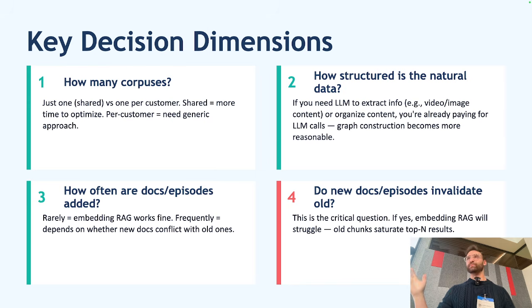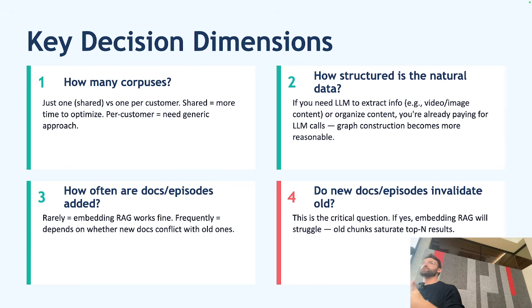So how do we decide, given all this, between these different methods? The easiest consideration at first is how many corpuses of data you're working with. If you only have one set of documents that you're trying to retrieve from, like in the case of a customer service chatbot for the whole company, there's only 100 max policy documents that you're going to have to chunk and retrieve from.